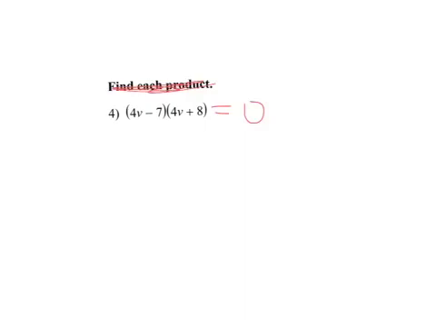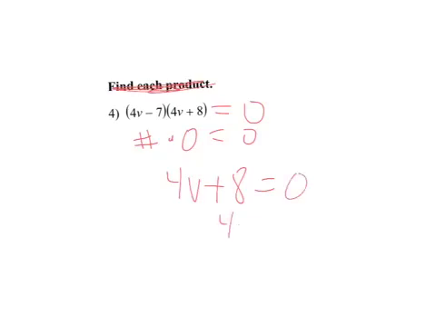So then you're going to use the zero product property, it's called. That tells us if a number times 0 will equal 0. So if we can find the 0, for this problem I'm going to ask myself, where does 4v plus 8 equal 0? Well, I can subtract 8. That gives me 4v equals negative 8, divided by 4. V equals negative 2. So that's one of the zeros.